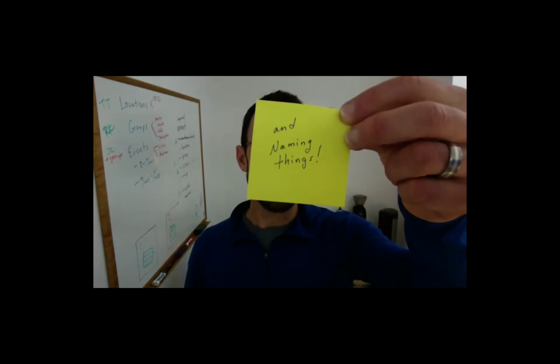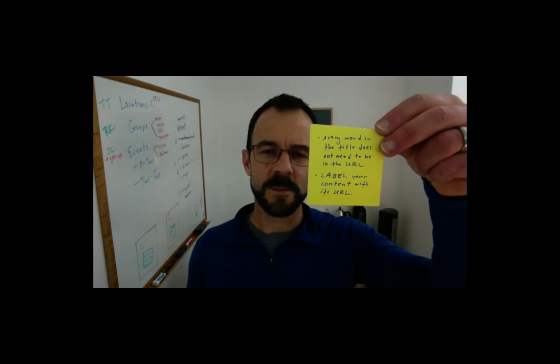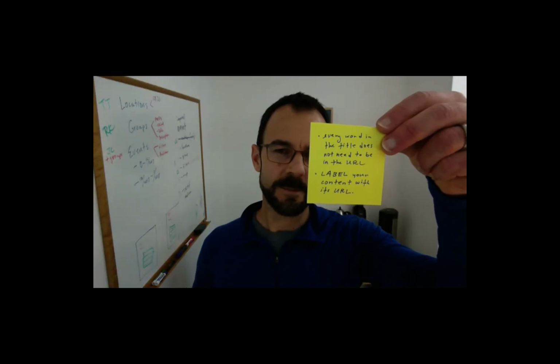The second thing is naming things. So naming things is tough, and that's why we're here talking about URLs today. So I'm going to give you a couple of really quick philosophies for creating URLs and naming things, and then we'll go into some of the specifics of how we name them here at UCSC.